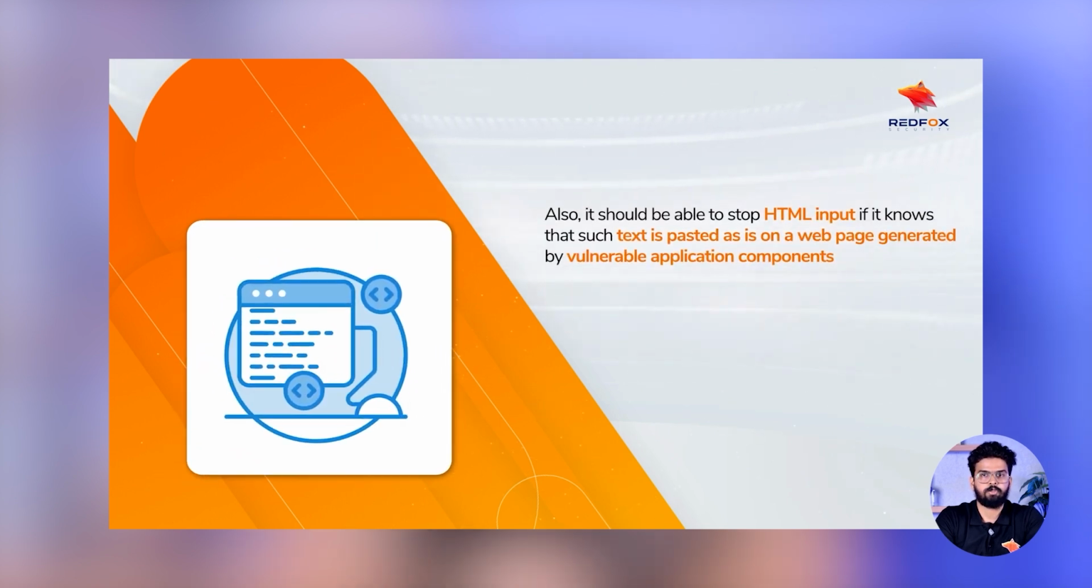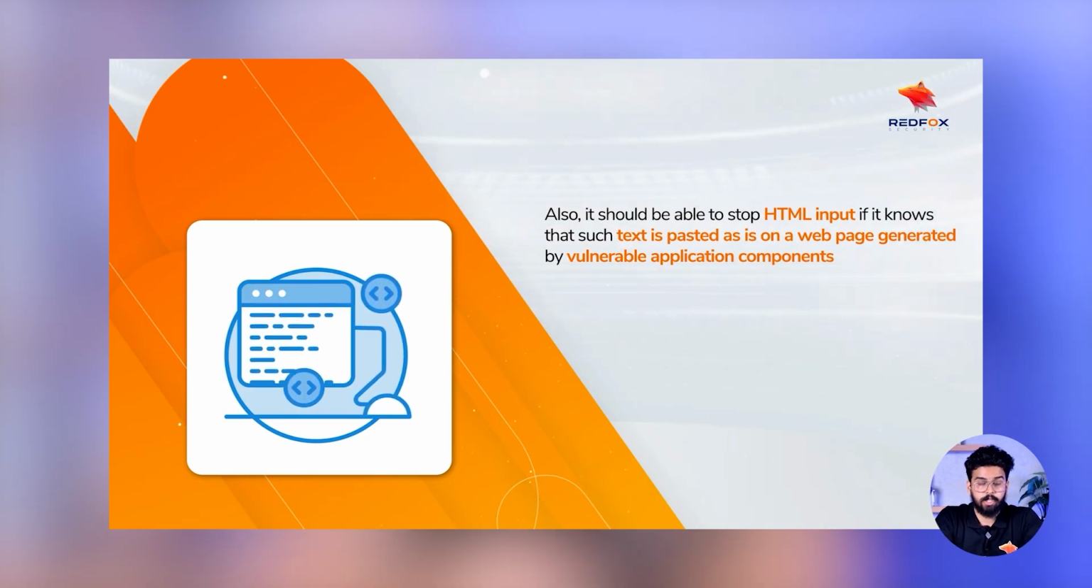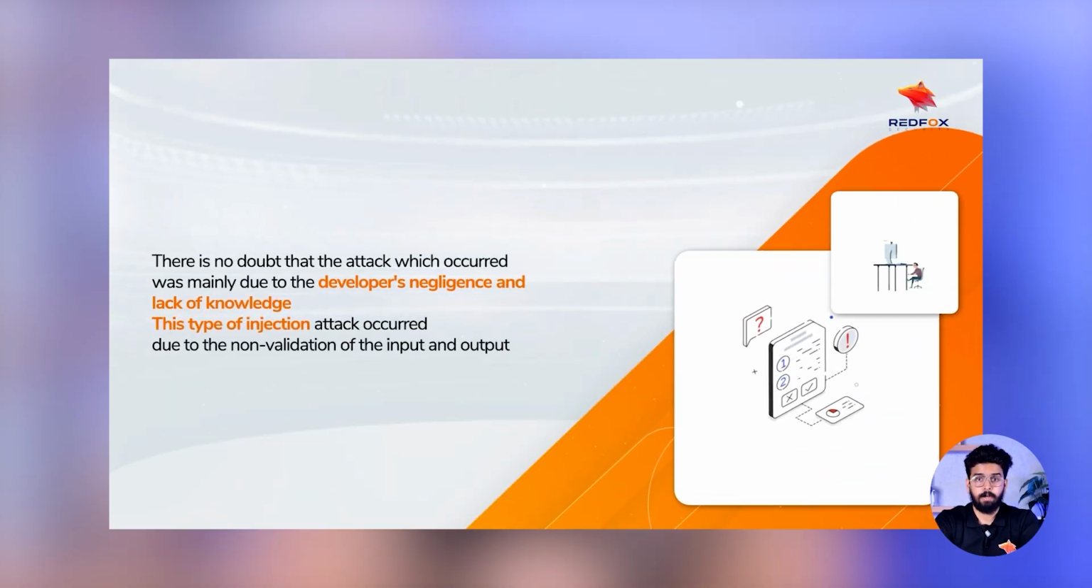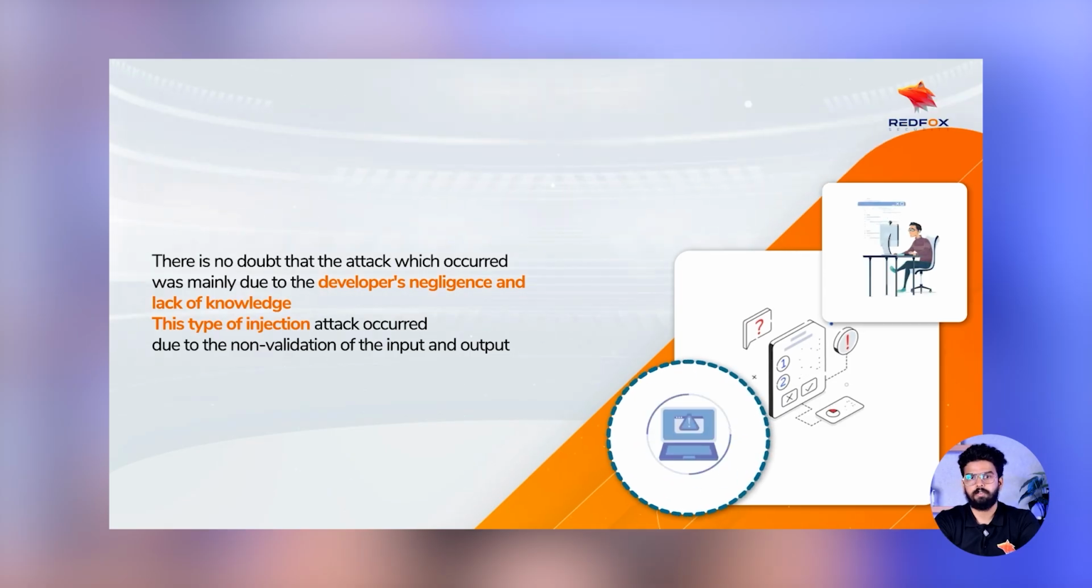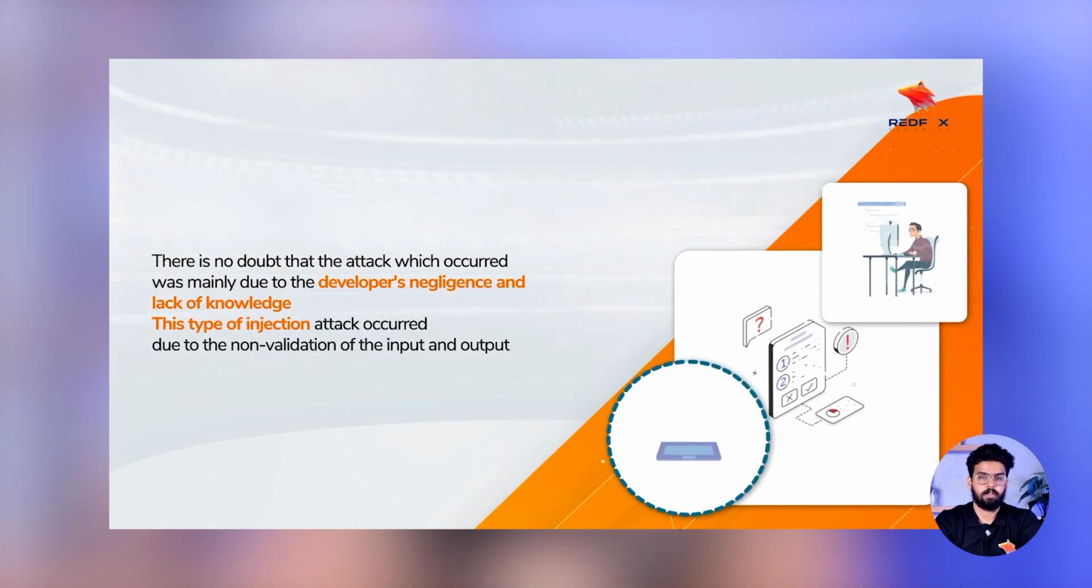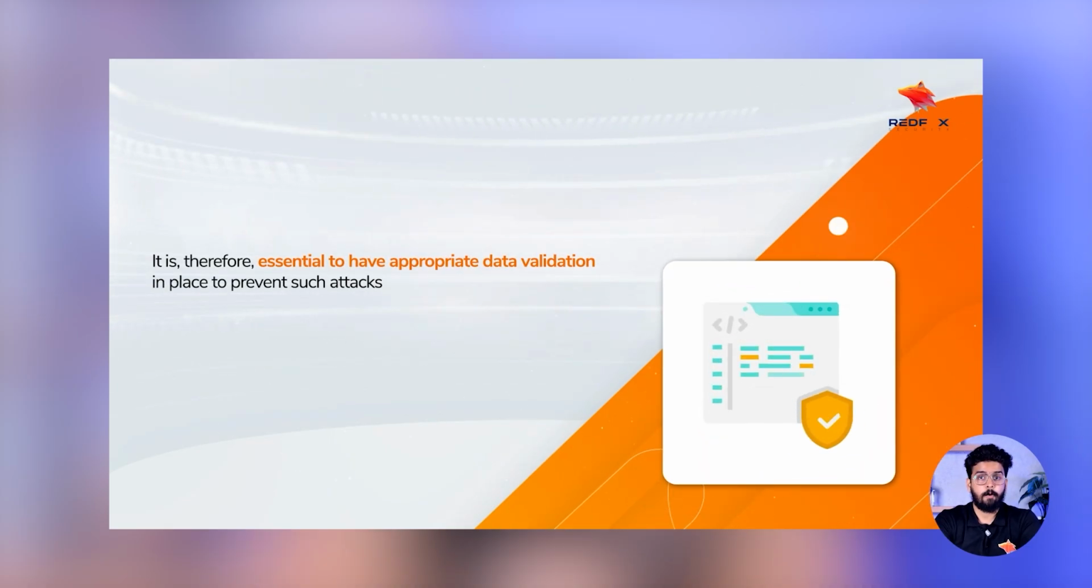Also, it should be able to stop HTML input if it knows that such text is posted on a web page generated by vulnerable application components. There is no doubt that the attack which occurred was mainly due to the developer's negligence and lack of knowledge. This type of injection attack occurred due to the non-validation of the input and output. It is therefore essential to have appropriate data validation in place to prevent such attacks.